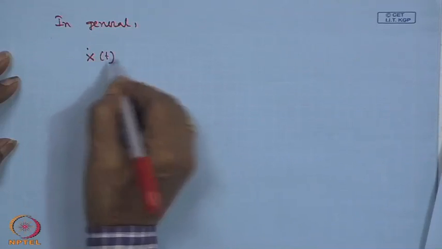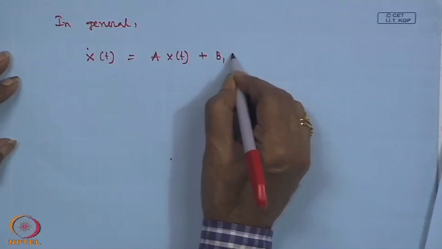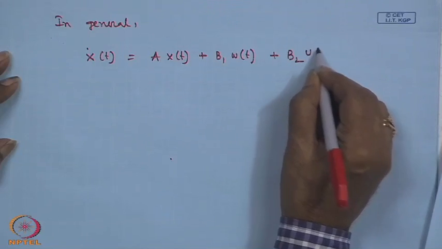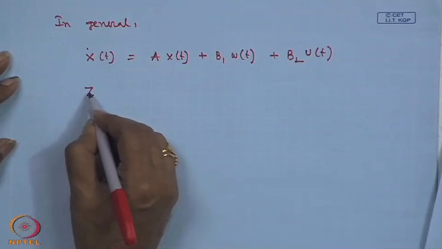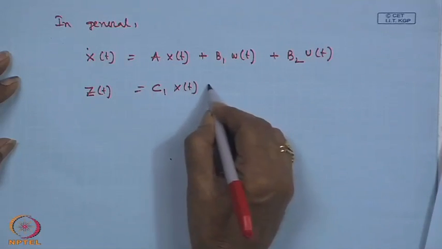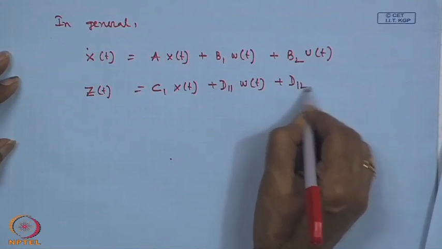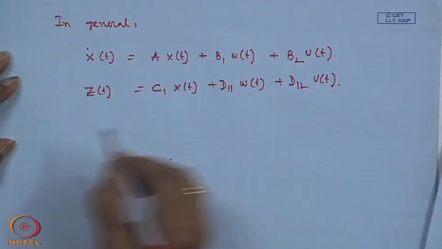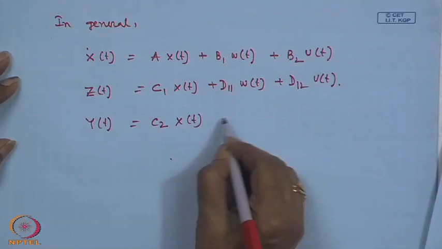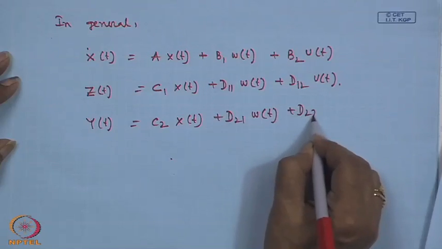x dot of t is equal to A x of t plus B1 w of t plus B2 u of t, and z of t is equal to C1 x of t plus D11 w of t plus D12 u of t, and y of t is equal to C2 x of t plus D21 w of t plus D22 u of t.